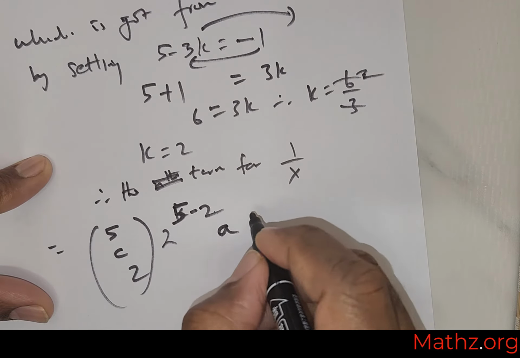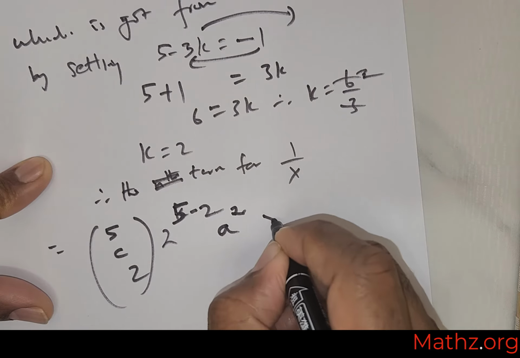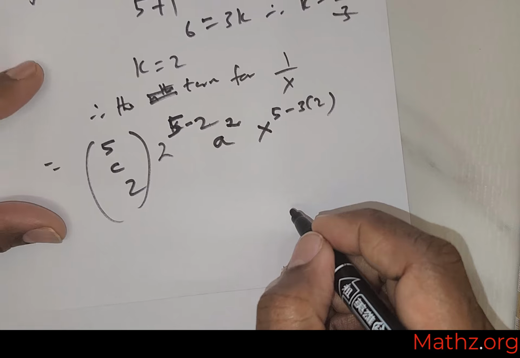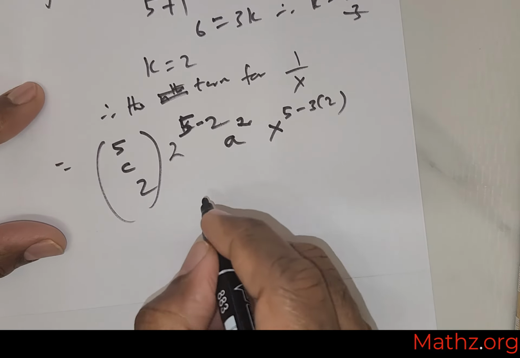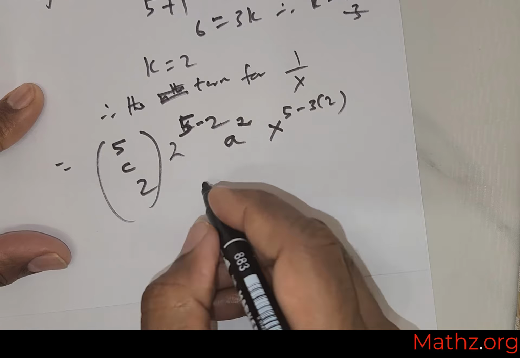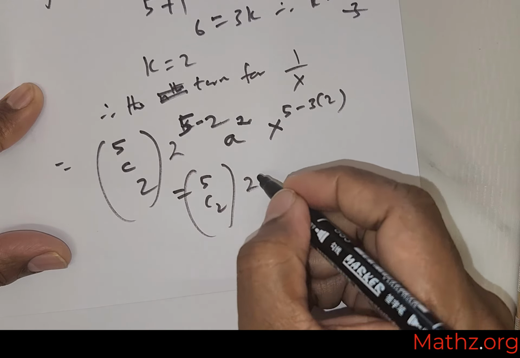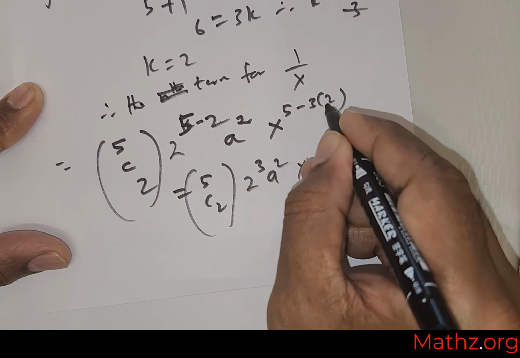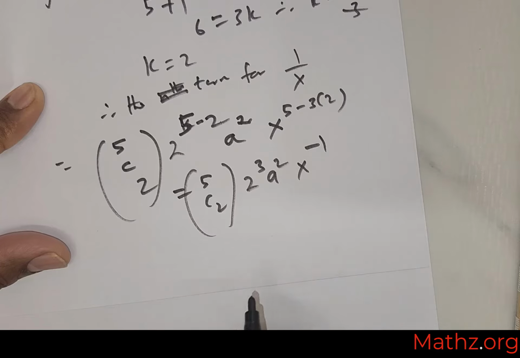So a raised to the power of 2, k is 2, and x raised to the power of 5 minus 3 times 2, right? And what is this 5c2? Okay, before that let me simplify these things. So this is equal to 5c2, 2 raised to the power of 5 minus 2, that's going to be 3. This is a squared, and this is x raised to the power of 5 minus 3 times 2 is 6, negative 1. So this is what we have got.